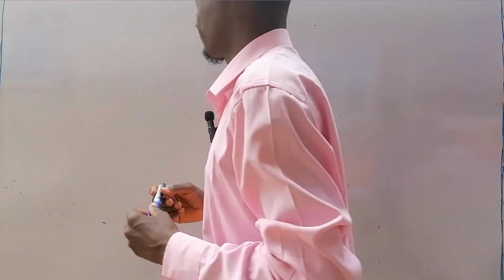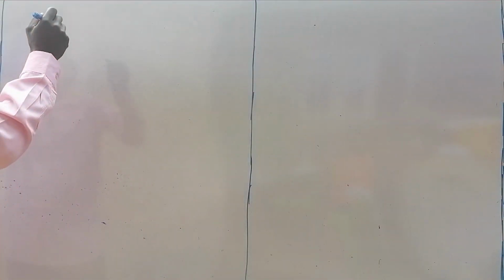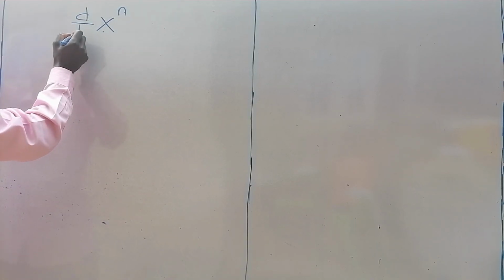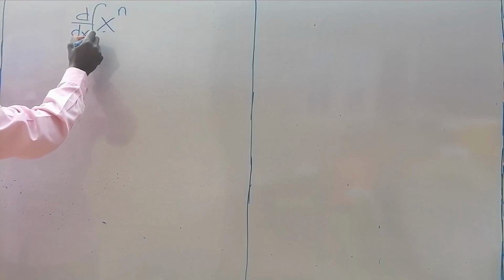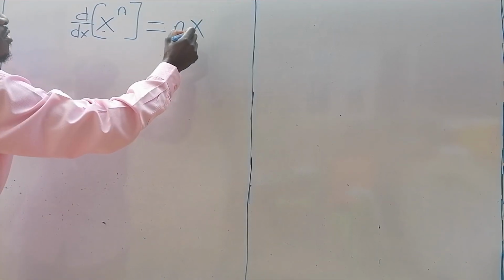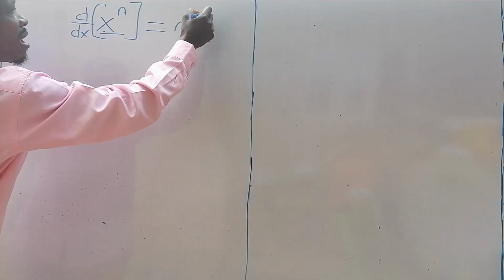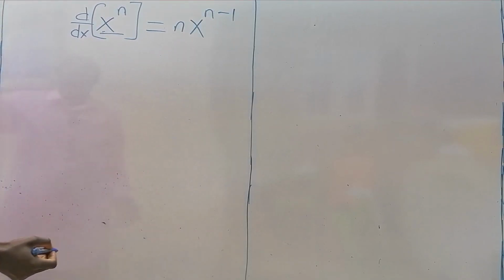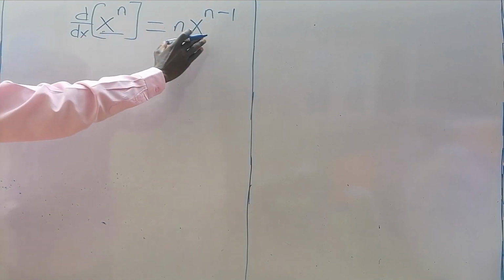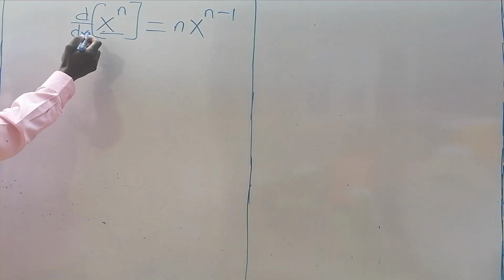The general form for differentiation is this: if you have x to power n, and you want to differentiate it with respect to x, this will be equal to what? The power comes to the front, then write your function again, then the power minus 1. So that is how to differentiate. It depends on the function you have.